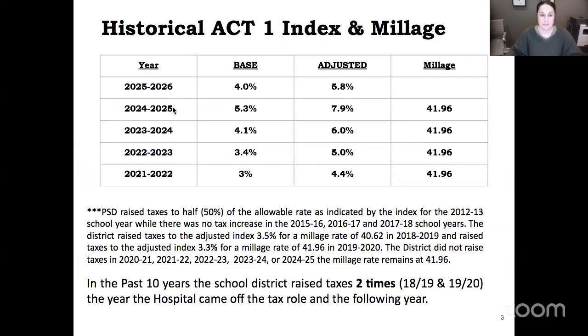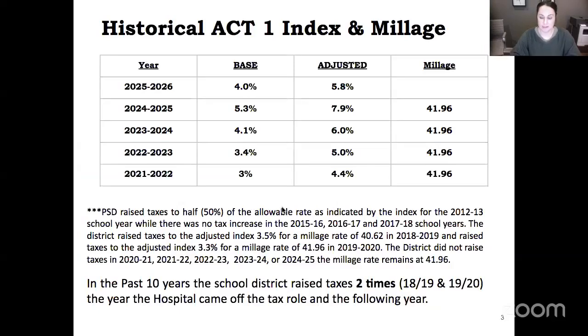So historically, you can see that the Act 1 index and Pottstown index were always higher than the base index because we have certain adjustments. Adjustments are made for different factors such as median values and personal income, and they allow us to actually raise taxes more than the base index based on some of these demographics that we have. So just to remind board members, we raised taxes 2 times in the past 10 years.